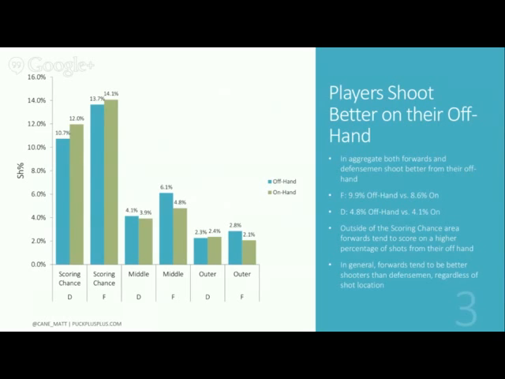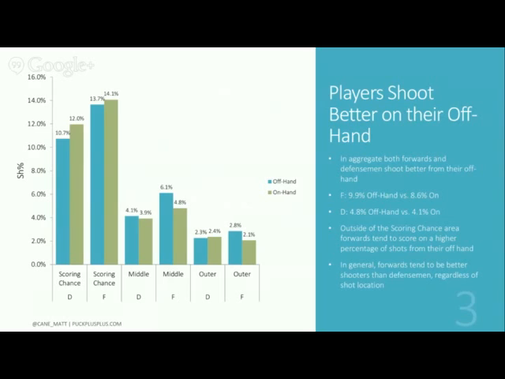What's interesting is that for forwards at least, the majority of this difference isn't driven from shots in the scoring chance area. It's mostly shots that are coming from the middle. So outside of that really high probability zone, where we know that in general players are really likely to score, shooters on their offhand tend to shoot a lot better than shooters on their onhand.